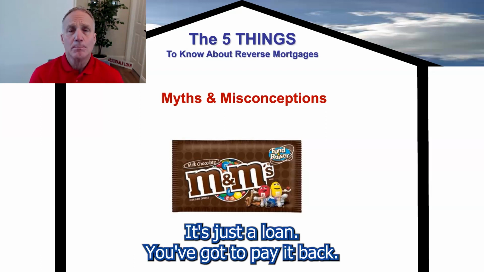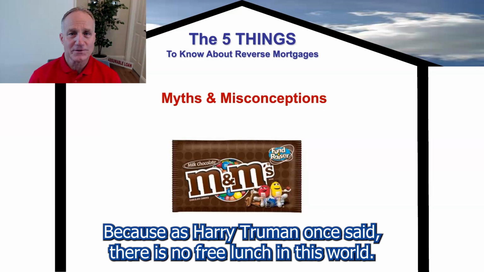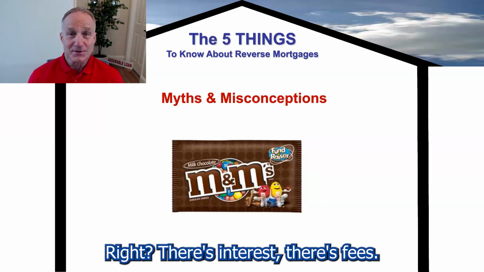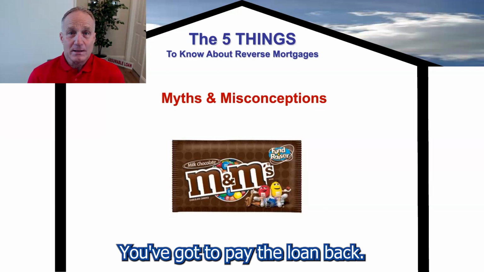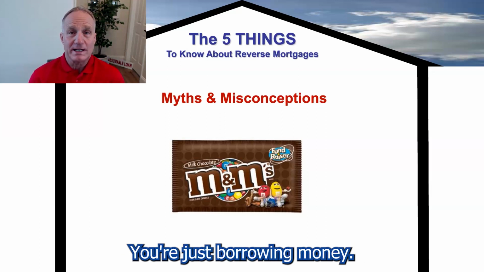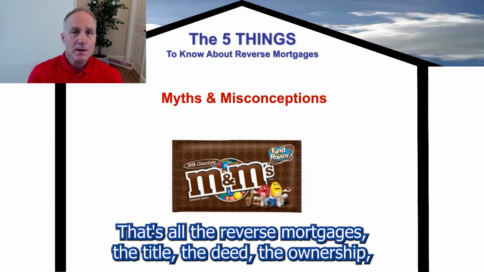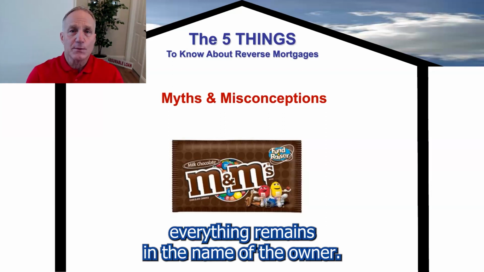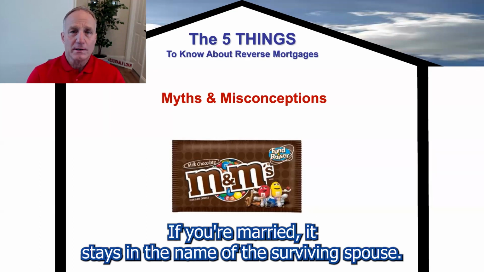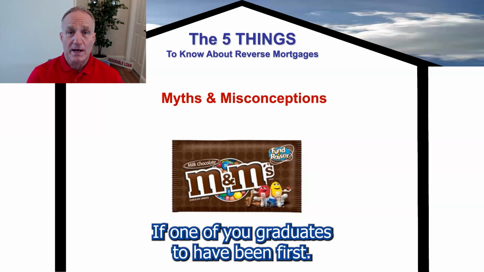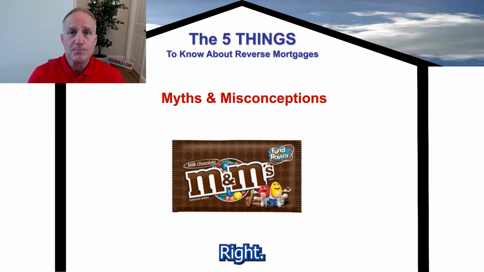You got to pay it back because, as Harry Truman once said, there is no free lunch in this world, right? There's interest, there's fees. You got to pay the loan back. You're just borrowing money. That's all a reverse mortgage is. The title, the deed, the ownership, everything remains in the name of the owner. If you're married, it stays in the name of the surviving spouse if one of you graduates to heaven first, right?